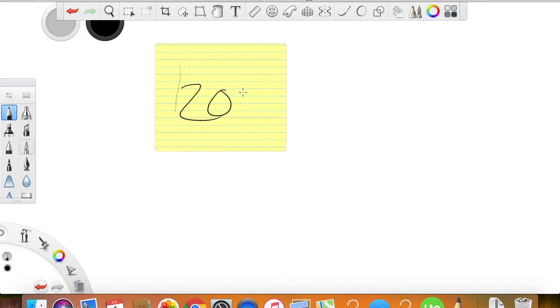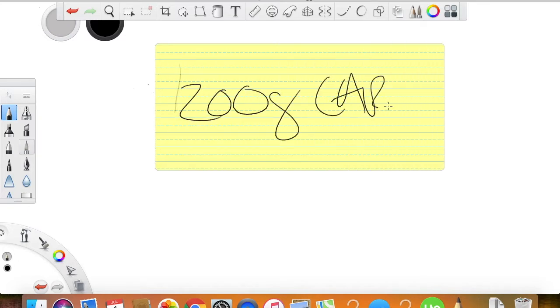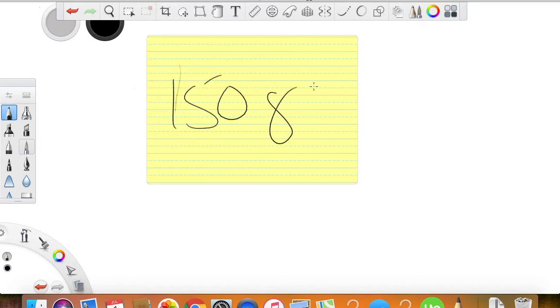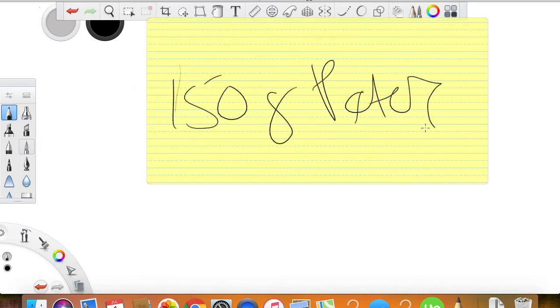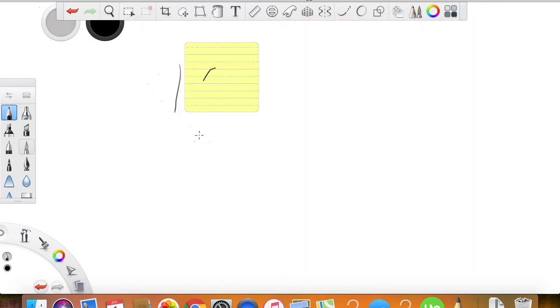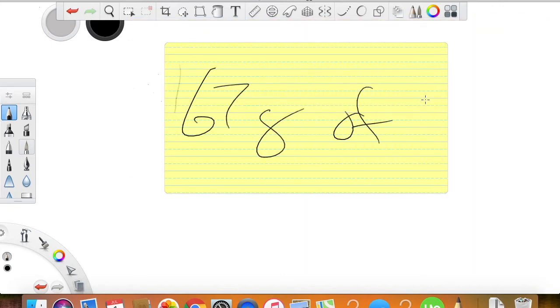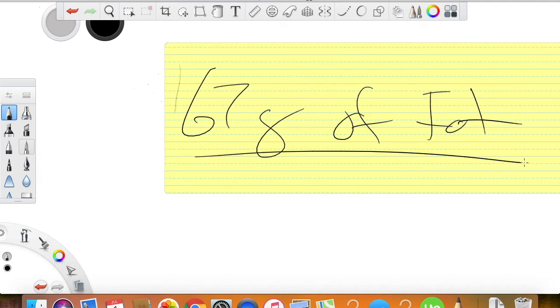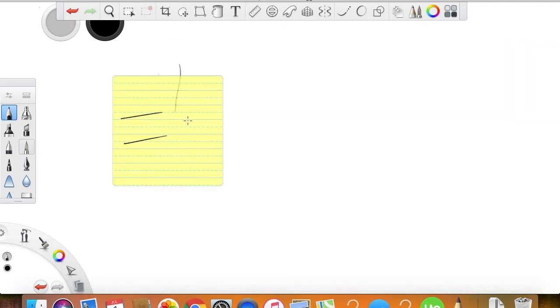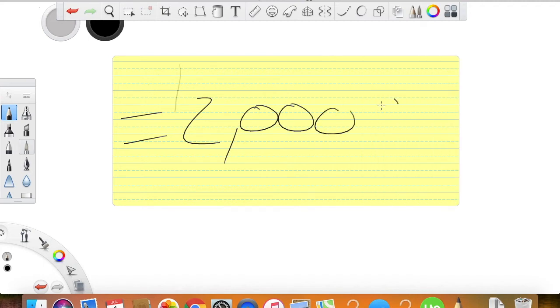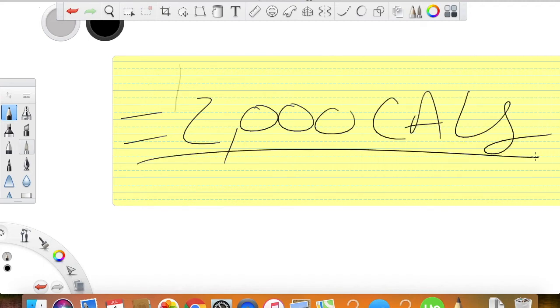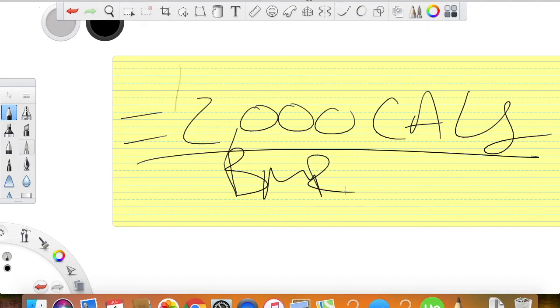So just to break it down, we are having 200 grams of carbs. We are going to have 150 grams of protein. And again, you can reverse these protein and carb ratios because they are the same, 1 gram equals 4 calories. And we're going to have 67 grams of fat. And if we do the math, this should equal around 2,000 calories. And now you see why we needed that BMR.